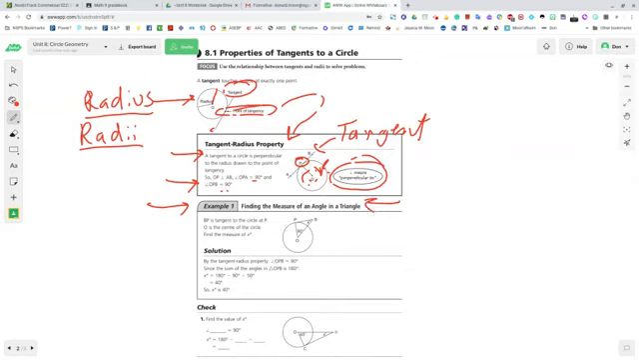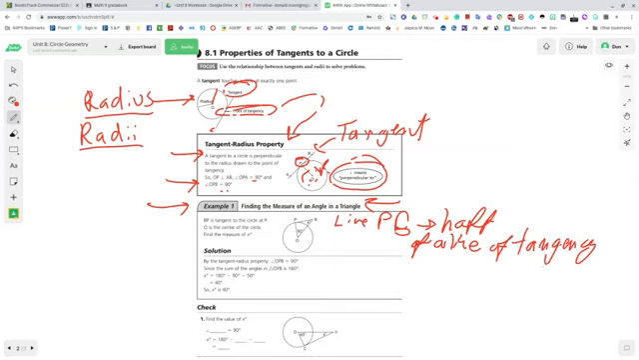Now, moving down here to example number 1, where we would be able to find the measure of an angle in a triangle. You'll notice that line PB is part, or half, of a line of tangency, or a tangent line. What they're asking here is we need to figure out this angle, but we know that where the radius intersects a tangent line at the point of tangency creates 90 degrees.